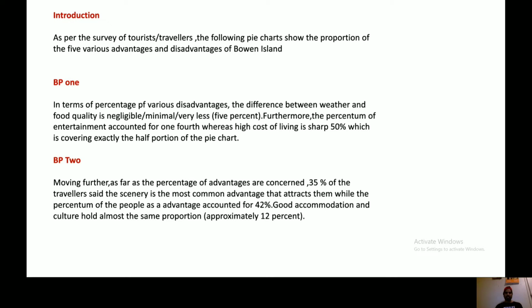As far as the percentage of advantages is concerned, if I talk about advantages, 35% of the travelers, like the wanderers, travelers, you can use either of them because you have to keep changing the variations. You have to keep changing the words because in the introduction you have used tourists. You can use travelers over here. So 35% of the travelers said the scenery is the most common advantage that attracts them, while the percentage of the people as an advantage accounted for 42%.